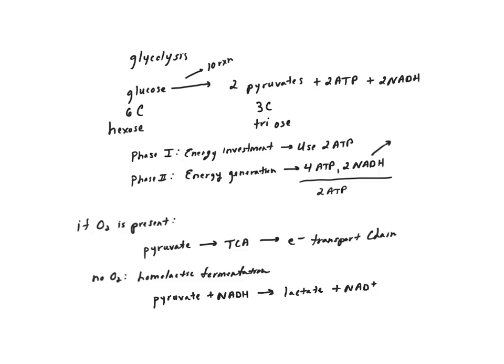This is what happens in homolactic fermentation. Why should this look familiar to most of you guys? What have we been doing in the lab the entire semester? The reverse of this reaction, right? We've been taking lactate and essentially reducing NAD plus with the lactate, okay? So what enzyme catalyzes this reaction? LDH, right? Lactate dehydrogenase. So this is what happens in eukaryotes if oxygen is scarce, as well as lactic acid bacteria.